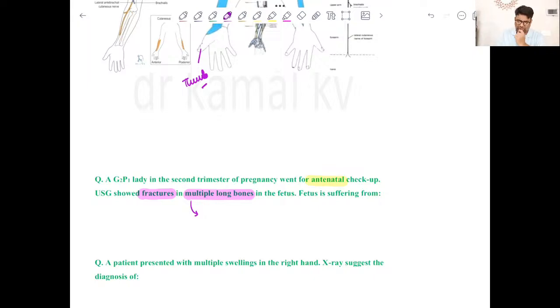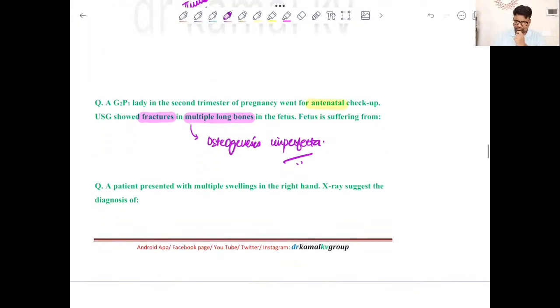This is very good, KK. So this is osteogenesis imperfecta. In children, we have to differentiate it from battered baby syndrome, in which there is a history of assault to the child, but antenatal, straight away you can jump to osteogenesis imperfecta. Yes, KK, Pragati, absolutely right.